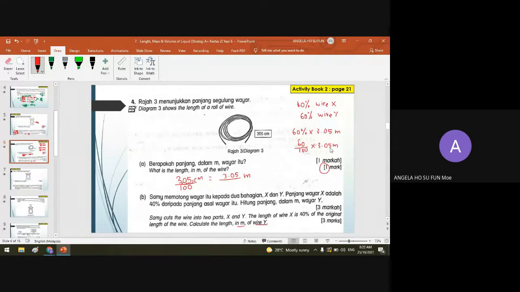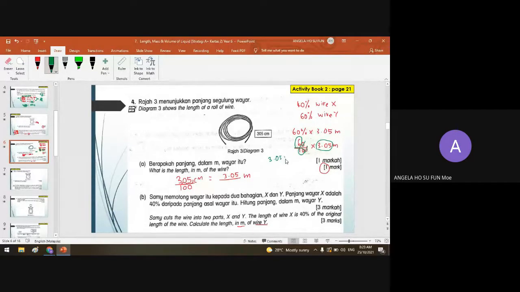If I were you, don't cancel this 0 with the 0 here, because this 0 has a number in front and a number at the back, so you cannot simply cancel it. But you can cancel the 0 of 60 here, one 0 with one 0 here. Okay, if you don't do cancellation also, never mind. All you need to do is use this 6, multiply with 3.05 first, then only I divide by 10.